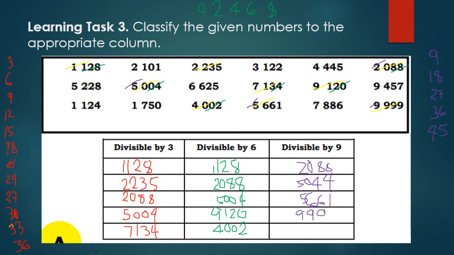Okay, so yun po yung sagot sa learning task 3. Medyo mahaba siya, pero mapapractice po yung inyong paggamit ng divisibility rules.